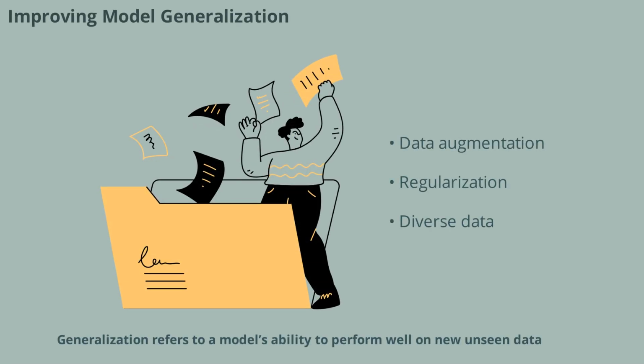Generalization refers to a model's ability to perform well on new, unseen data. Techniques like data augmentation, regularization, and dropout can help improve generalization. Ensuring diverse and representative training data is also key to building robust models that work well in real-world scenarios.